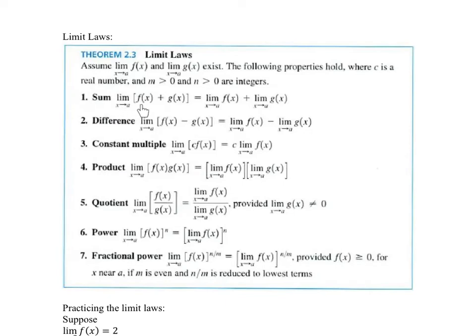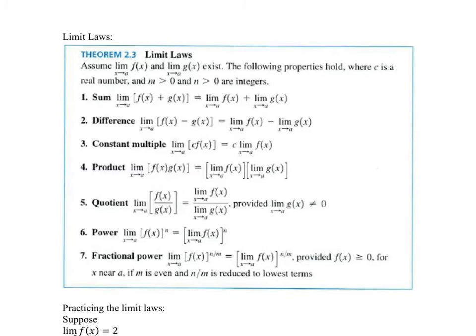If I take the limit as x approaches a of f of x plus g of x, that's the same as evaluating the limit of each individually and then adding them together. Very similarly, the difference property would be the difference between the limits of those two functions as x approaches a. The constant multiple rule, limit as x approaches a of some constant times f of x, is equivalent to that constant times the limit as x approaches a of f of x. You can kind of see that there's a trend in how this works. This is very similar to many other algebraic properties that we're used to using.